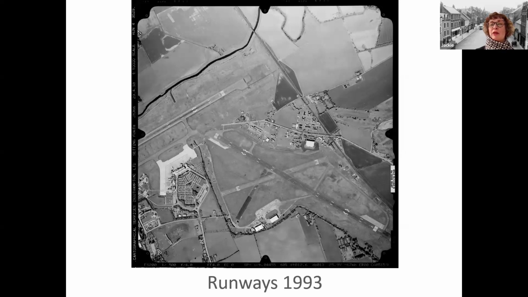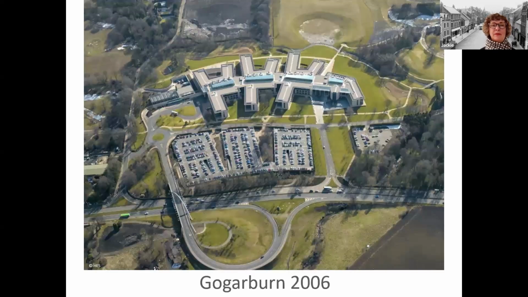This shows the extent of the runways nearing the end of the 20th century in 1993. Not too far away, this soon became the 21st century reality.